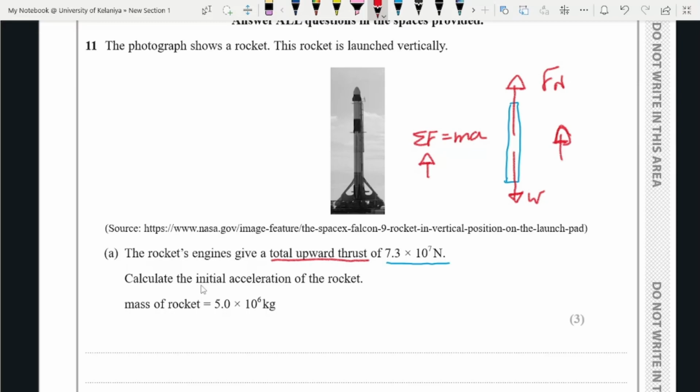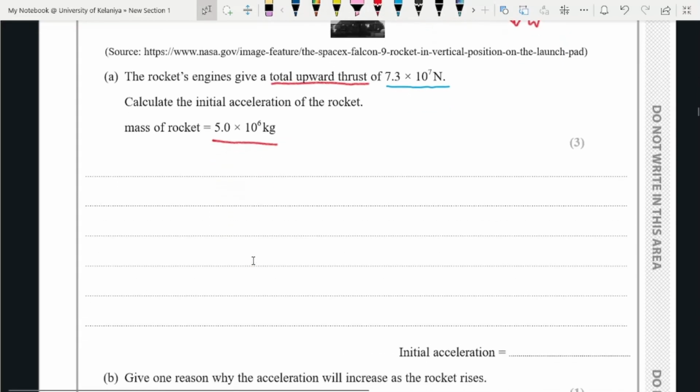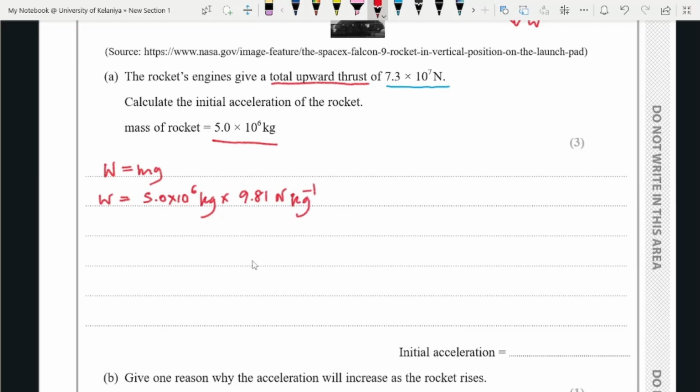They have given us only the mass, so we have to calculate what the weight is. So W equals mg, so starting from here, mg, and the mass is 5.0 times 10 to the power 6 kilograms times g, which is 9.81 newtons per kilogram, right? And if we simplify this one, you will get 4.91 times 10 to the power 7 newtons, right?